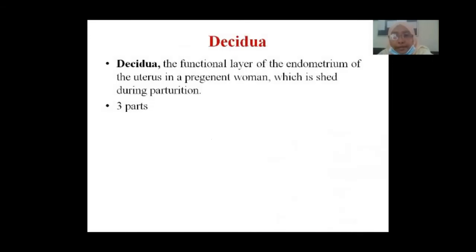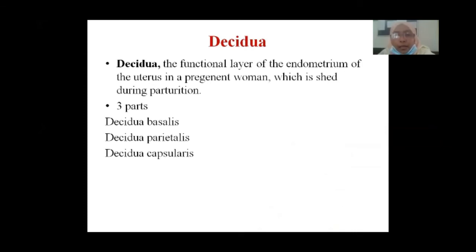Now comes the decidua. Decidua is the functional layer of the endometrium of the uterus in a pregnant woman, which is shed during parturition. So decidua is our functional layer of the endometrium of the uterus. It has three parts: decidua basalis, decidua parietalis, and decidua capsularis.